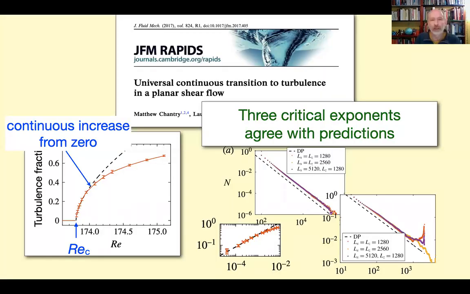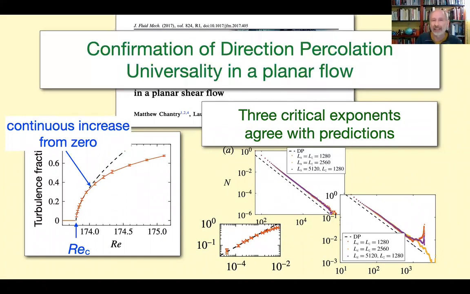And just to say, through a lot of very hard work, Matt was able to verify the three scaling exponents: one associated with the temporal characteristics, one with the spatial characteristics, and one with the turbulent fraction. What one finds is that there is a well-defined critical point for this flow at the onset of turbulence, and the turbulent fraction really does grow continuously from zero. It's a direct confirmation of the directed percolation universality in a planar shear flow.